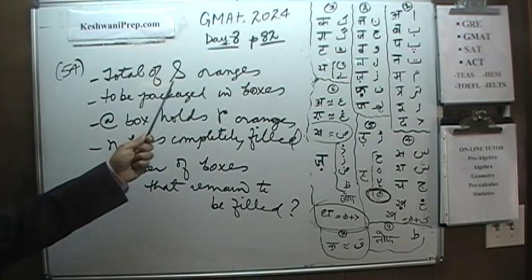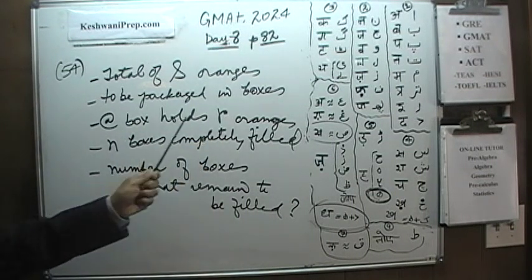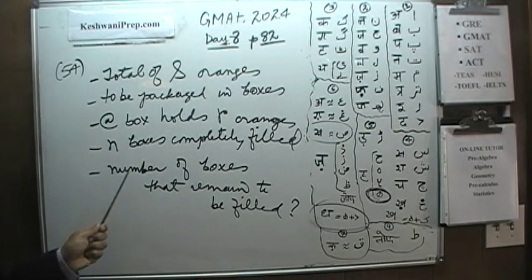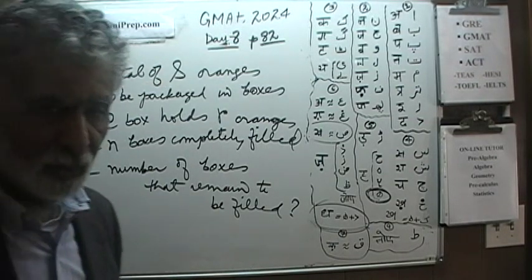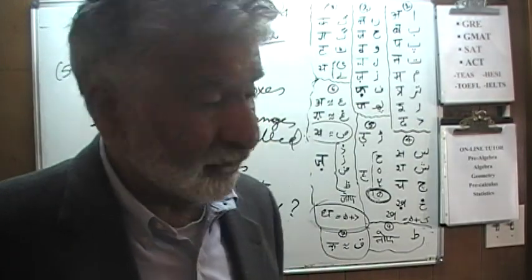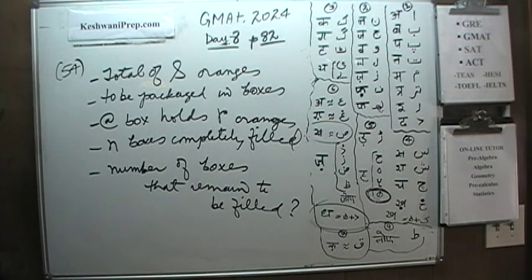One more time, we have a total of S oranges. We're going to package them in boxes. Each box, we're told, holds R oranges. We have already filled up N boxes. How many more boxes to go? And our job is to give the answer as an algebraic expression using the symbols S, R, and N. Go ahead, do it yourself.